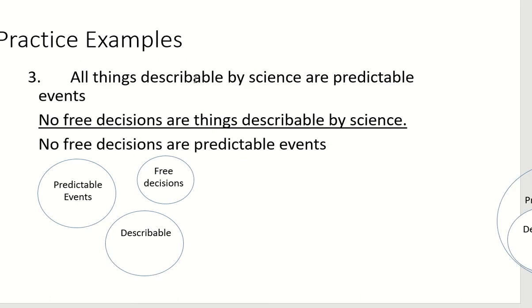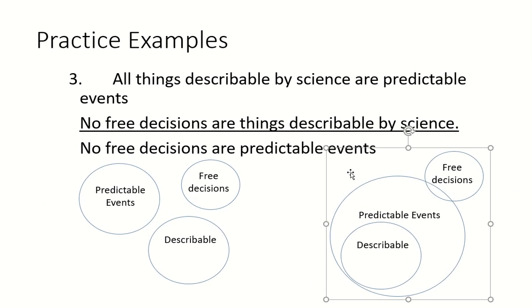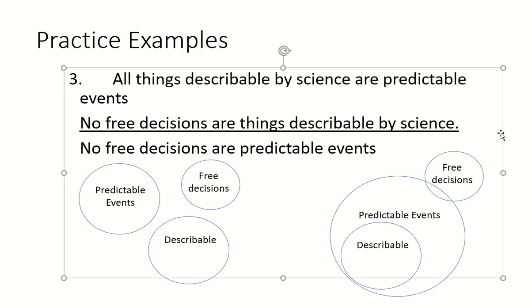All things describable by science are predictable events. No free decisions are things describable by science. So in other words, we have a circle for things describable by science. They're part of predictable events. Free decisions are separate from things describable by science. Therefore, no free decisions are predictable events. That is not the case. In fact, it could be that the circle for predictable events includes all things describable by science. It could even mean that every single free decision is even within that predictable event circle. So that is not logically sound. It does not have to follow.